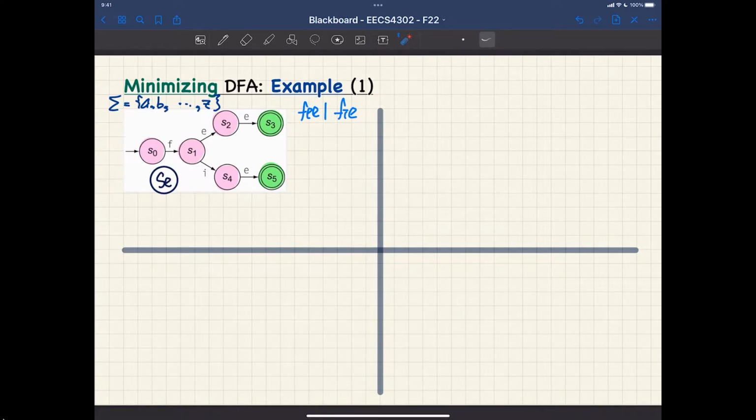All right? And of course, initially the error state is also in the same partition as all the others because it's not accepting. And also for the error state, you can think about anything in the sigma is also going to go back to the error state, right? Okay, just to make sure. Now, let's run the first iteration.